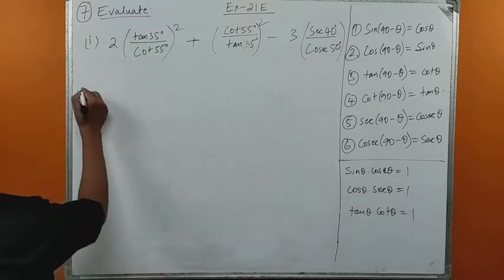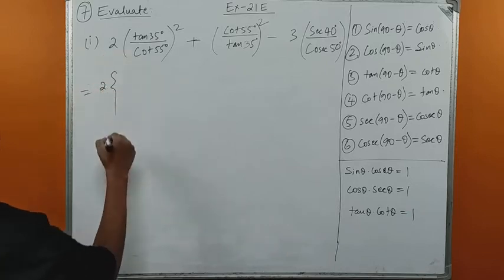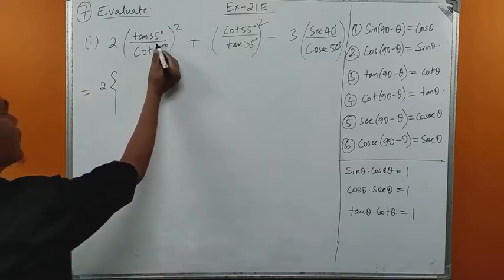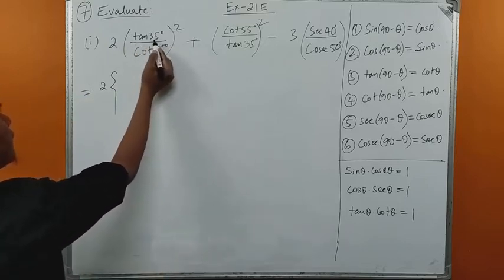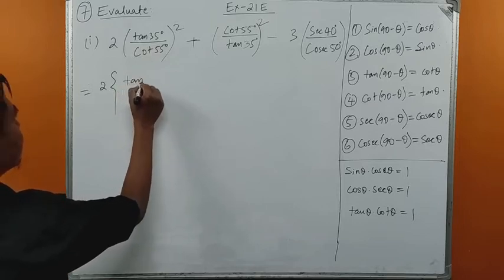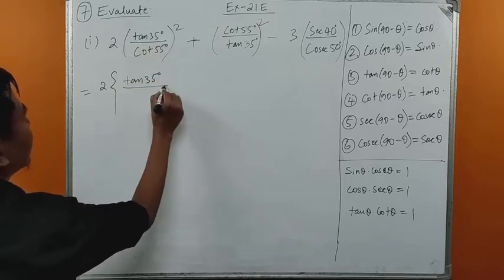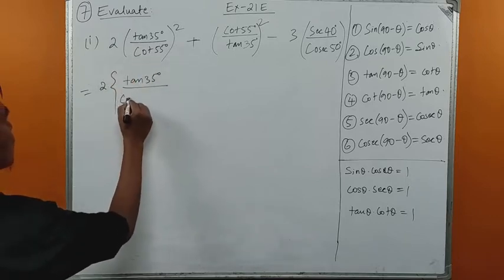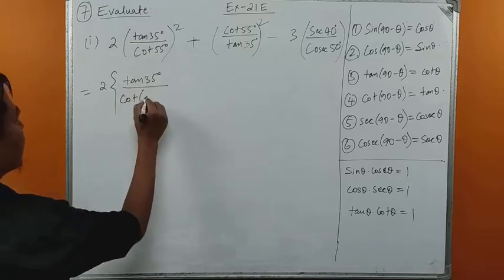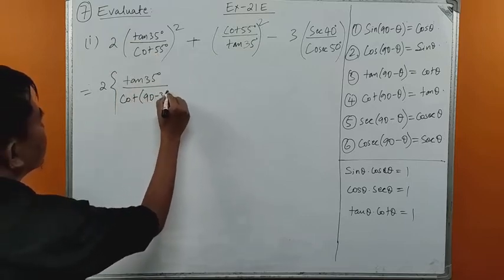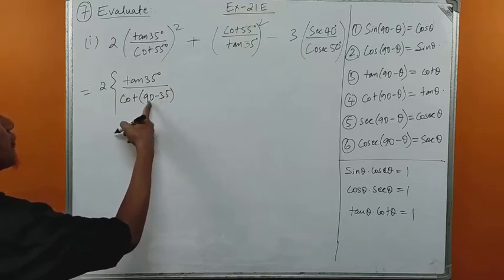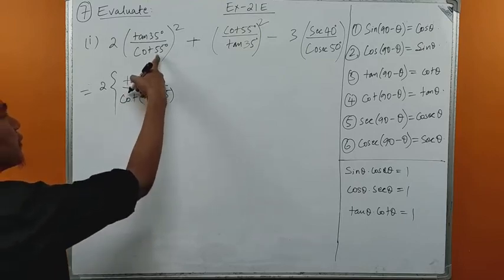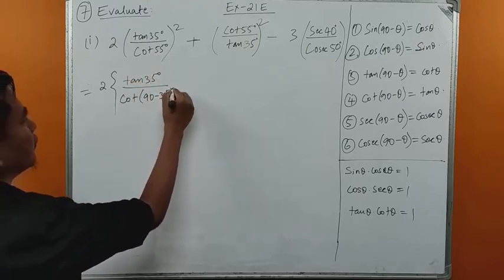Now let's begin. We have tan 35 upon cot 55, whole square. We will convert this 55 to 35. We'll copy tan 35 as it is. We have tan 35 degree in the numerator, and in the denominator we have cot 55 degree. So this is cot, so we write cot. Instead of 55 I can write 90 minus 35, because if I subtract 35 from 90 I get 55. So instead of this 55 I can write 90 minus 35 degree.